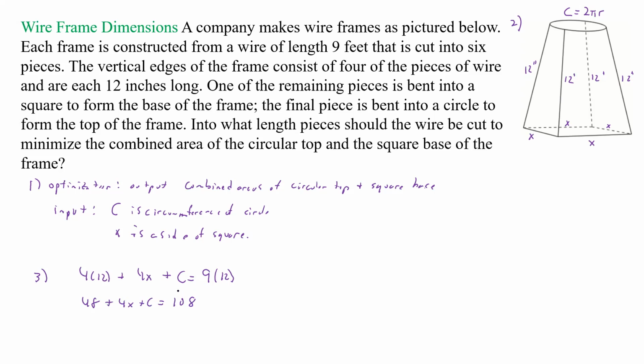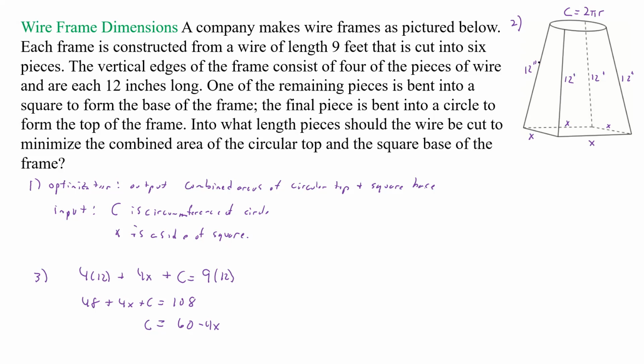Okay, now what can we do here? Well, we could simplify and solve for C, because a lot of times you'll find that if we have x, we're going to use x as our variable. So we say C is equal to 108 minus 48, that's going to be 60. If we take 4x over, that's a minus 4x. And so now we've got the total length of the wire solved based on the circumference of that circle up top. Okay.